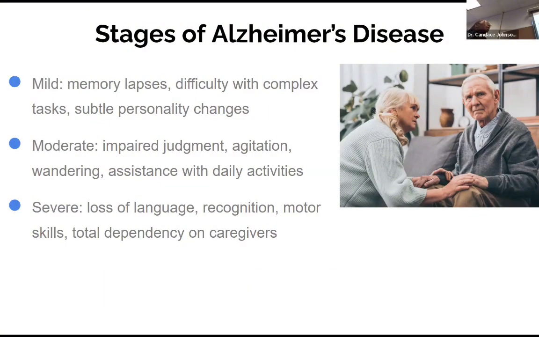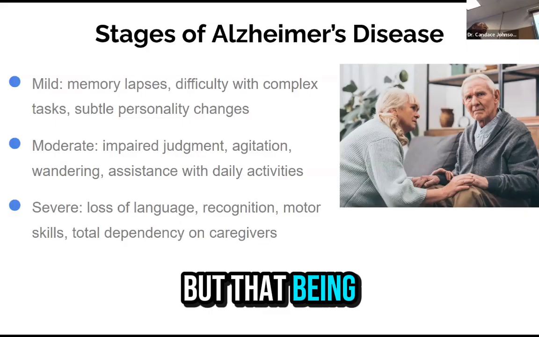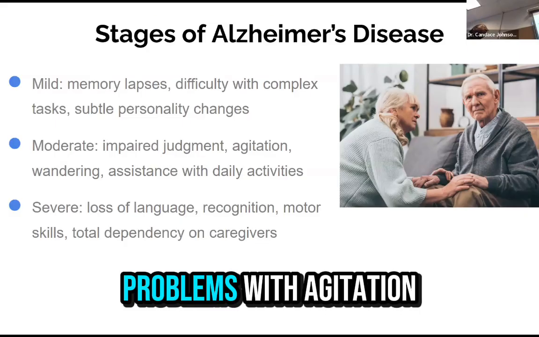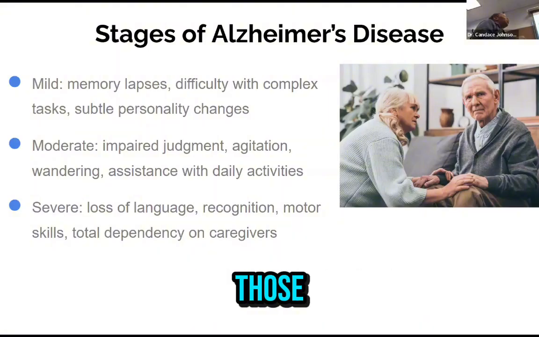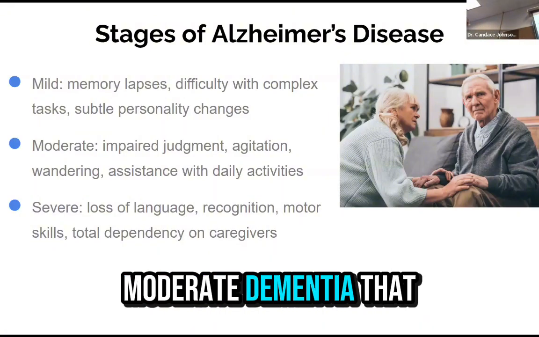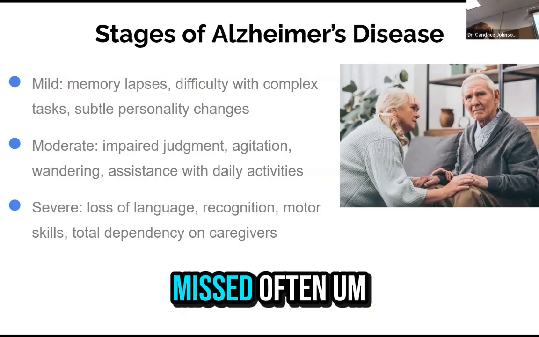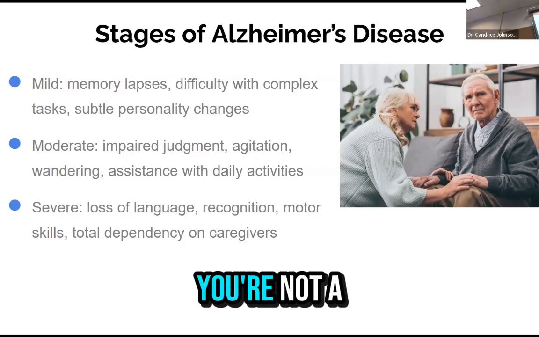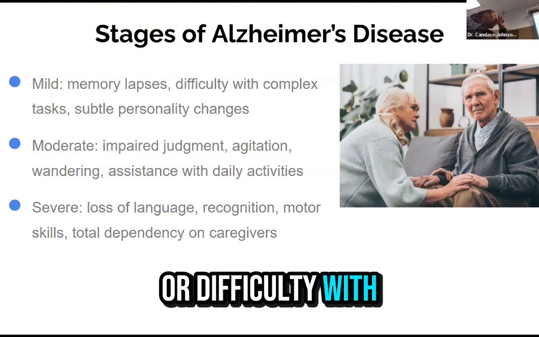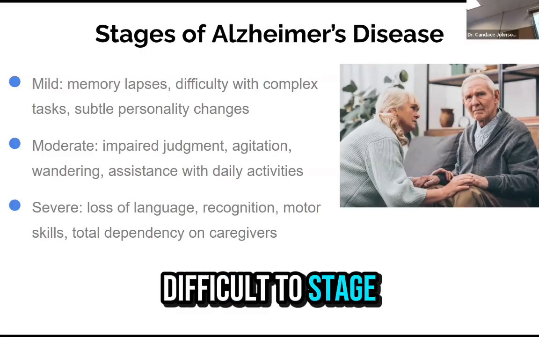In other words, are they being weird right now? But that being said, impaired judgment and problems with agitation may be signs of moderate dementia that again get lost or missed often. If you're not a close loved one who can notice subtle personality changes or difficulty with tasks, it can be difficult to stage it.